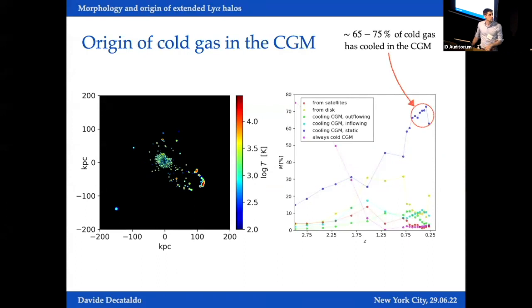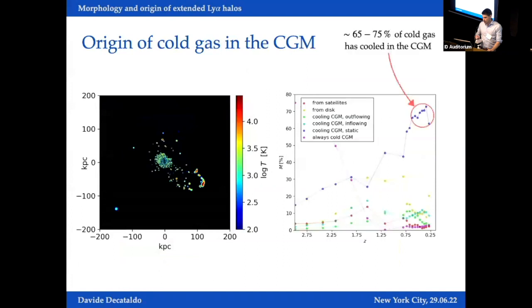This is really interesting because there are many ongoing studies to understand how gas can actually cool from very high temperature to low temperature in the CGM. It's interesting also to see that there is a small component of the CGM which is cooling, for example, in outflow or in inflowing gas. So I think this is very interesting, and each of these terms deserves a better analysis.